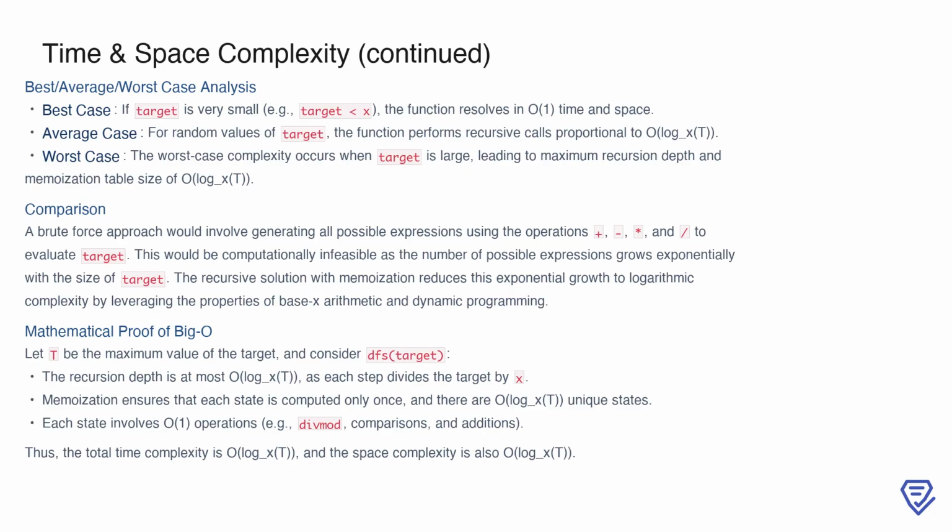Comparing this recursive, memoized approach to a brute force method highlights the efficiency gains. A brute force solution would attempt to generate and evaluate all possible expressions using the operations plus, minus, asterisk, and slash, leading to exponential growth in complexity. Instead, our solution leverages base x arithmetic and dynamic programming to reduce this to a logarithmic complexity. Mathematically, this efficiency can be proven by analyzing the recursion depth, which is limited to O(log_x t), and the fact that memoization ensures each unique state is computed only once, with constant time operations per state. As a result, both the time and space complexities of the solution are O(log_x t).